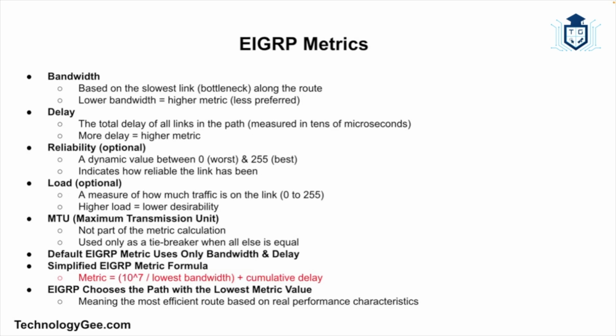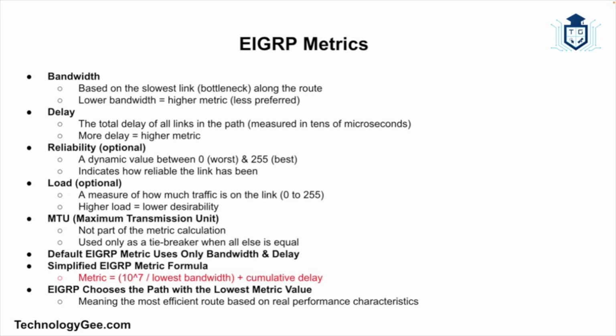All right, so let's talk about EIGRP metrics. The EIGRP protocol doesn't just look at hop count like the RIP protocol does. It uses a composite metric, which means it takes multiple factors into account to choose the best path. These factors include the following. Bandwidth, which is the slowest link along the route. Delay, which is the cumulative delay across all links in the path. Reliability, which is a value between 0 and 255, with 255 being 100% reliable.